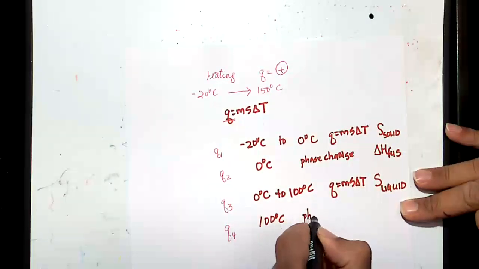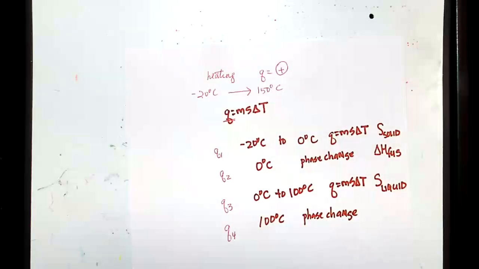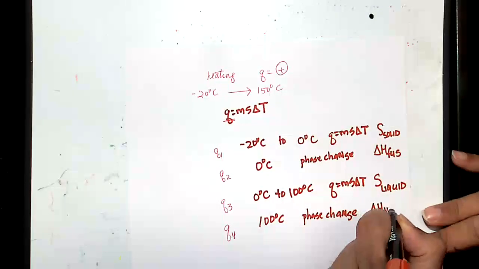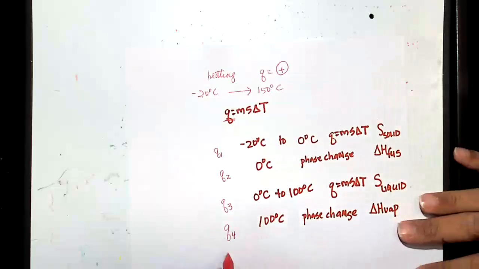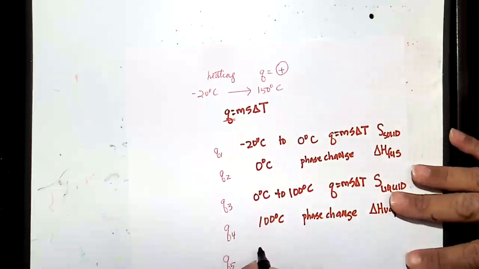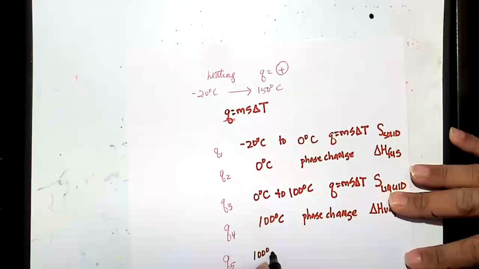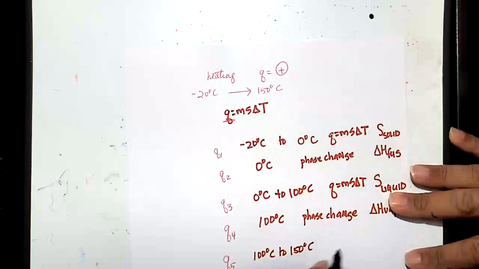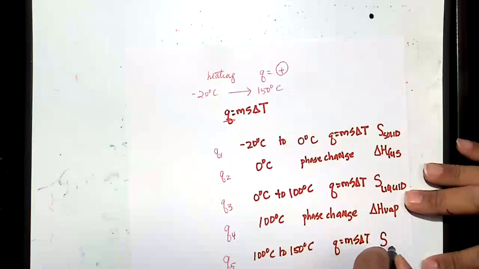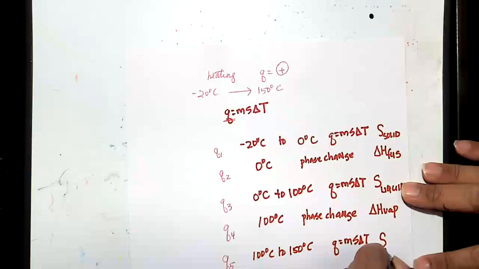Okay, what happens at 100 degrees? Okay, and what is the phase change for this? What will it be? Vaporization. Okay, and then finally Q5. Okay, finally we can go to 100 to 150 degrees or whatever the final temperature in the problem is. Here we're going to use Q equals ms delta T, and then this is going to be the S of water, the specific heat of water as a gas or steam.